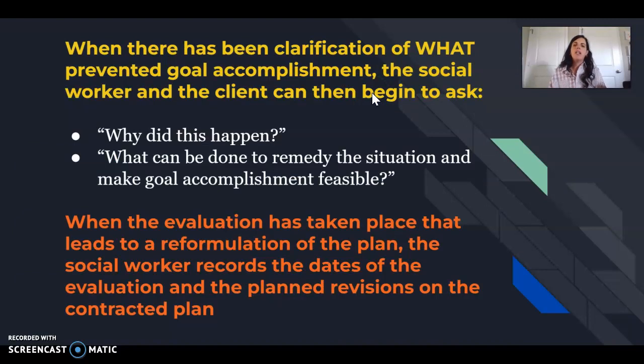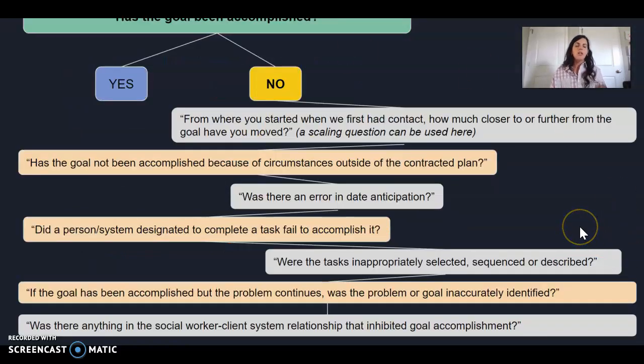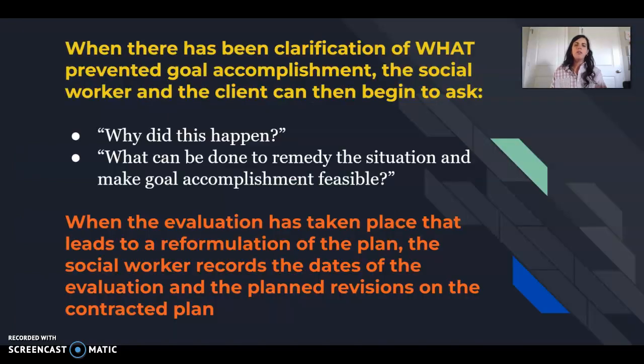So once you've clarified what prevented goal accomplishment, the social worker and the client then can begin to ask, well, why did this happen? So an appropriate use of the why question, you're using it in a non-judgmental tone. So you don't want your client to feel like they are being attacked because they didn't accomplish the goal. You want to phrase it in a way that invites the conversation in of exploring some of those things on this different side. Was it because the client wasn't doing it? Was it something else? So you want to identify one of the reasons why the goal didn't become accomplished, and what can we do to remedy the situation and make goal accomplishment feasible.